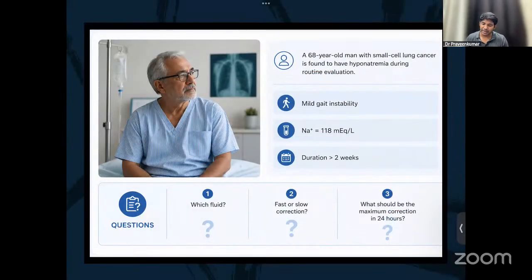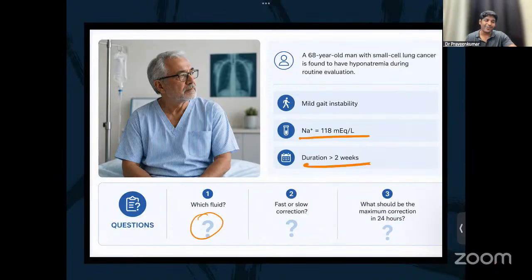A 68-year-old man with small cell lung cancer is found to have hyponatremia during routine evaluation. Okay, this patient has mild gait instability, duration more than 2 weeks, sodium is 118. Which fluid should you give? Which fluid to be given? Someone says fluid not to be given. Excellent.